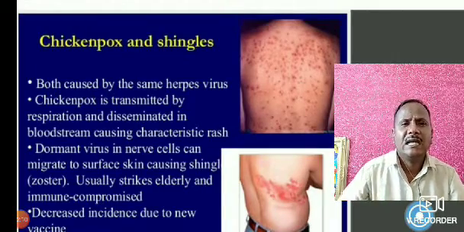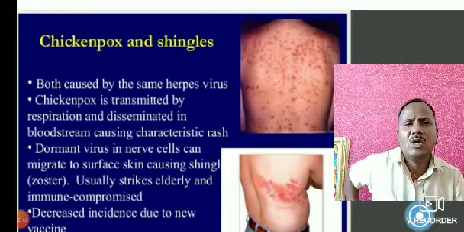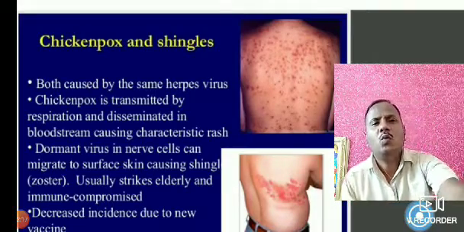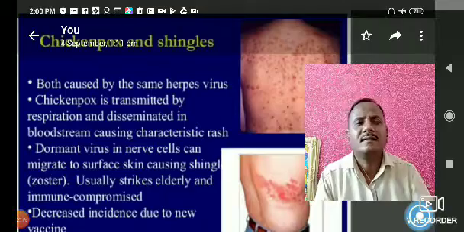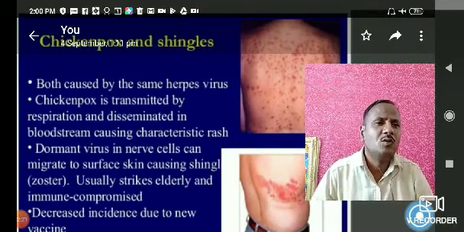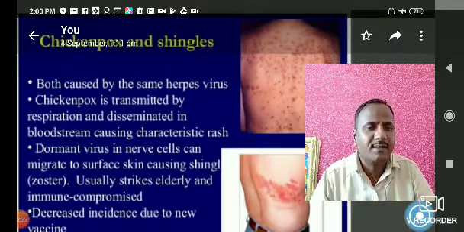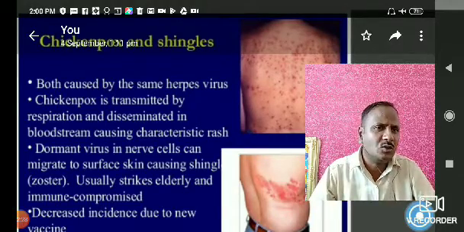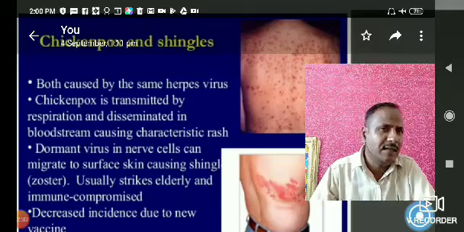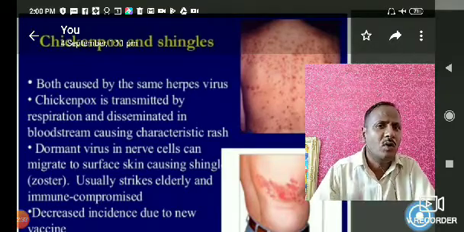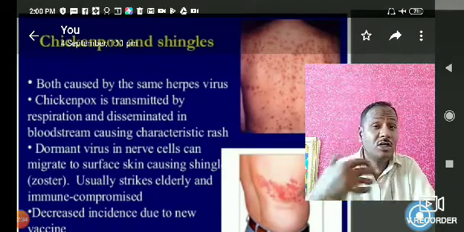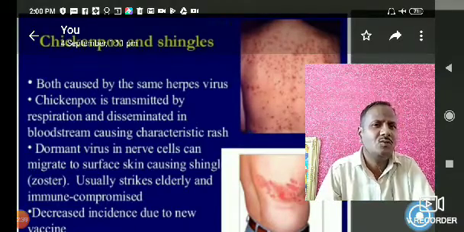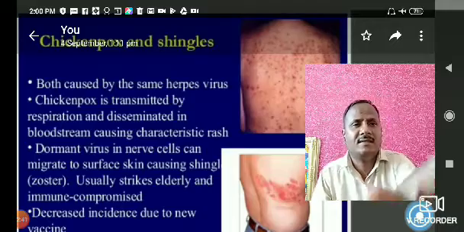It usually strikes the elderly and the immunocompromised, and incidence has decreased due to the new vaccines. Nowadays, due to the availability of new vaccines in the market, and since we properly give such vaccines to children at that time, the incidence of chickenpox and shingles has decreased.